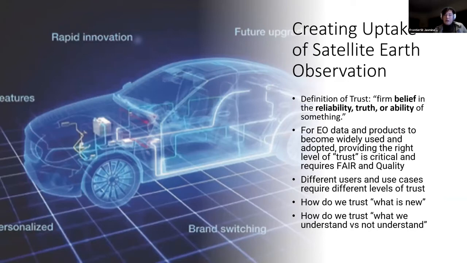And this does require FAIR and quality data principles. Different users and use cases do require different levels of trust. And one thing that we are doing a lot of is engaging with industry, and not necessarily people already using Earth observation data. It's people who are trying to solve problems, and we're talking to them about how they could use Earth observation data. But we need to first create that trust so they will be able to rely on it for solving their problems.